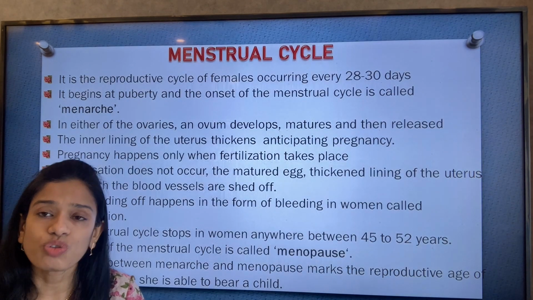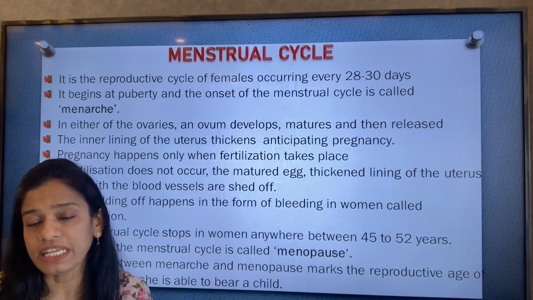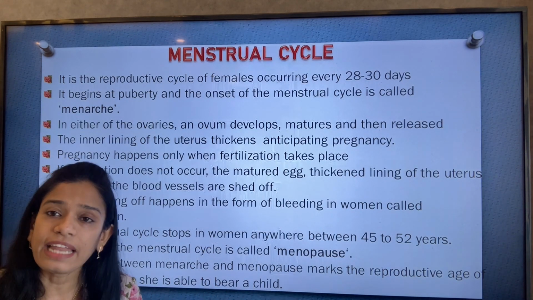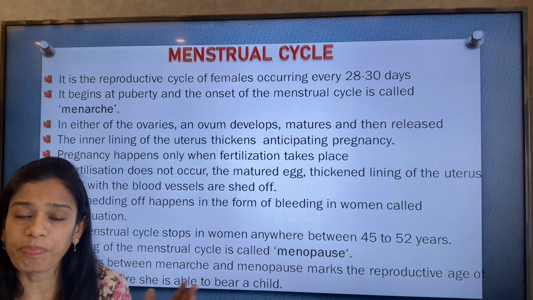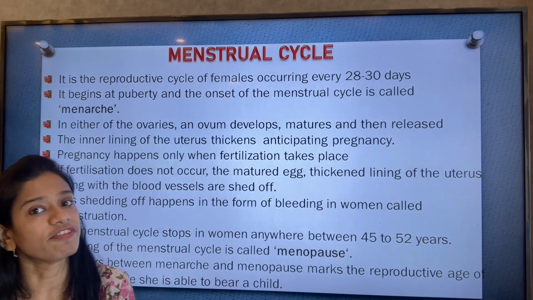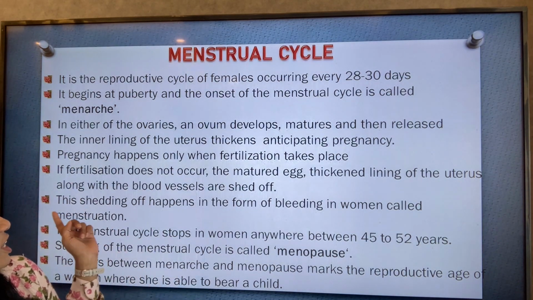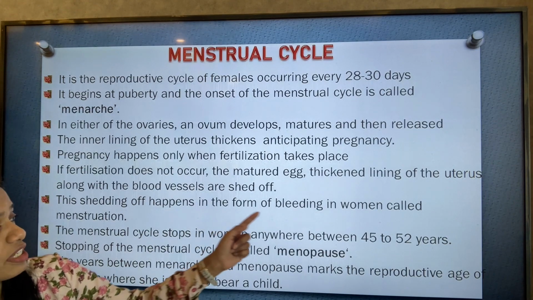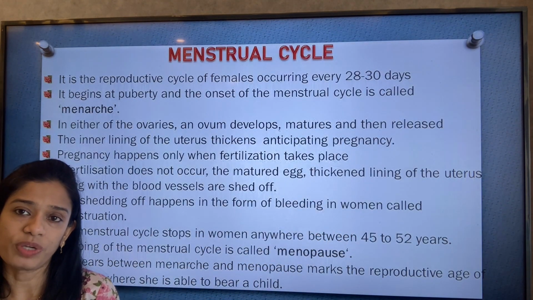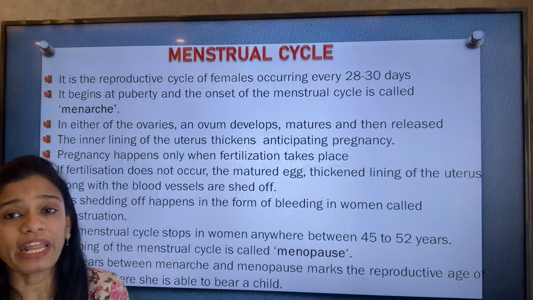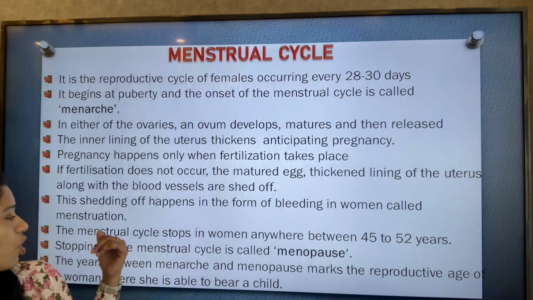If there is no fertilization, the egg remains viable for some days. After that, the inner lining of the uterus, along with all the blood vessels that were preparing to receive the fertilized egg, is shed and given out. This shedding happens in the form of bleeding in women and is known as menstruation. It happens every 28 to 30 days.